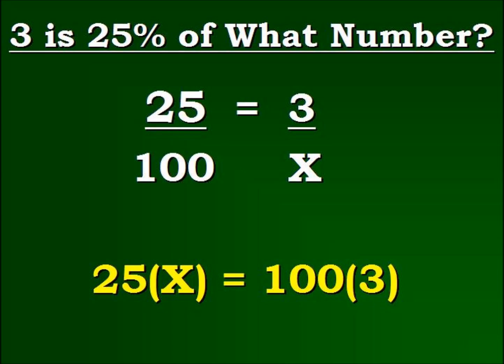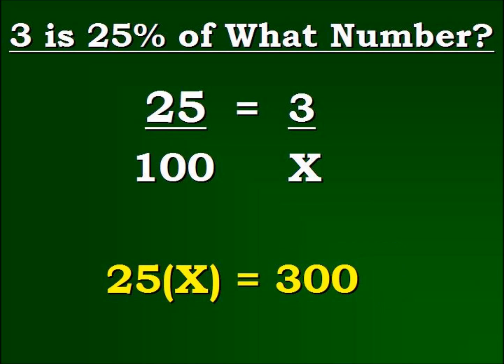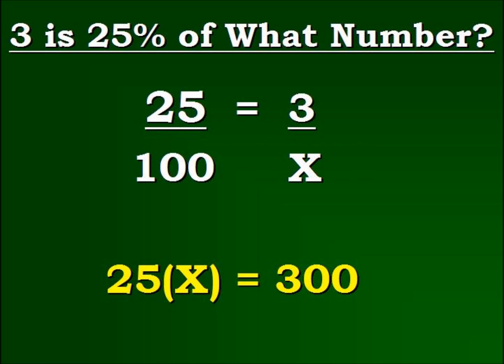We're going to go ahead and simplify it very quickly. 100 times 3, that's going to equal 300. Like I said again, we're going to move this up to the top. This is our new equation. Move on to the next one. So we have 25x, which equals 300.